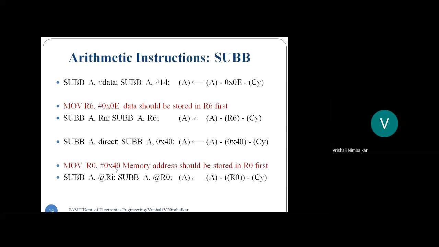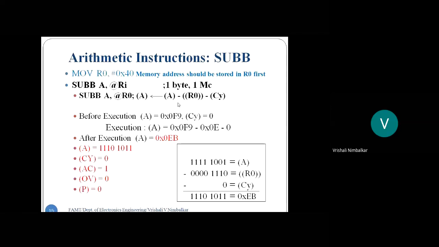So before using the SUBB instruction, I will store the correct address in register R0. That's 40 hex is one number. And what is that number? A memory address. So I should be writing MOV R0, hash 40 hex, and then only I will make use of R0 as a pointer. I'll be writing SUBB A, @R0. If you do not do this, some random data will be picked up, will be subtracted, and the results will be random. Okay, students. So those were arithmetic instructions.